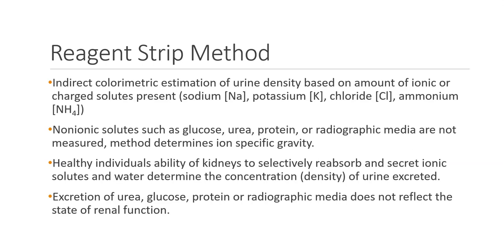Remember, in refractometry, these substances did affect the specific gravity. In healthy individuals, the ability of the kidneys to selectively reabsorb and secrete ionic solutes and water determines the concentration or density of the urine excreted. So remember, your kidneys are excellent at maintaining homeostasis. They will excrete substances that are toxic to the body and then retain those substances that benefit the body. The excretion of urea, glucose, protein, or radiographic media does not reflect the state of renal function.